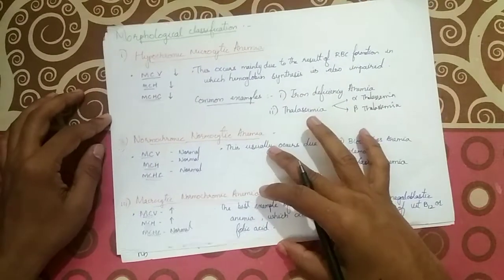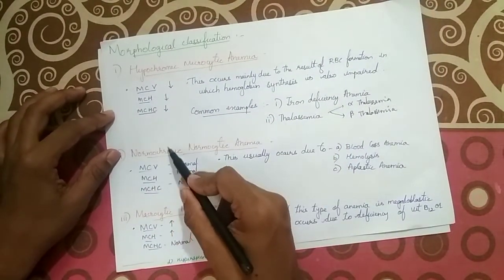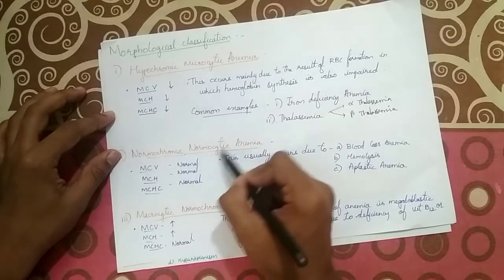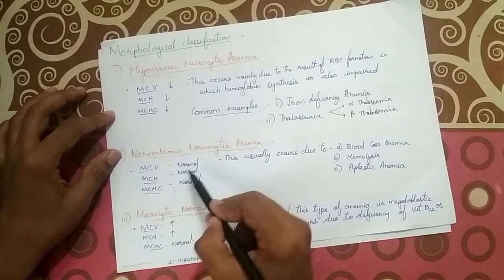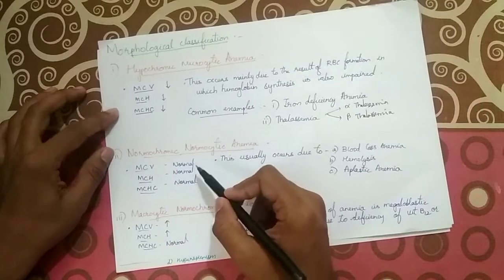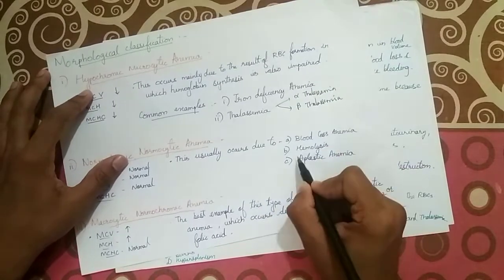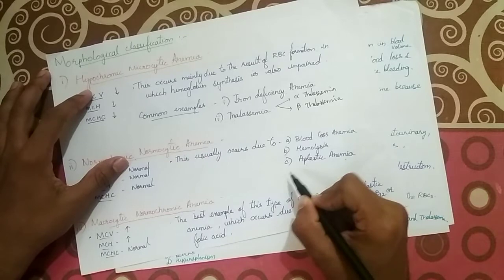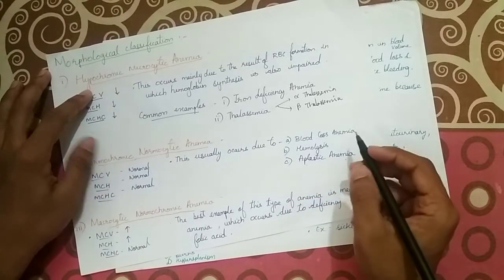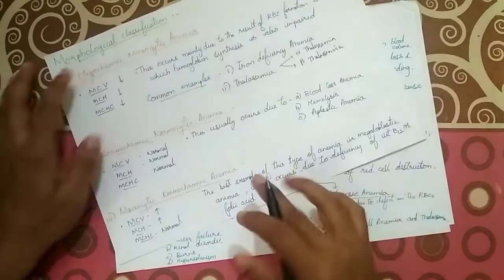Now coming to the next one, normochromic normocytic anemia. Normochromic means the hemoglobin will be normal, normocytic means the RBC also will be normal. So MCV is normal, MCH is normal, MCHC is also normal. In this case, it is usually caused due to blood loss anemia, hemolysis or aplastic anemia. Aplastic anemia is nothing but the deficiency in the bone marrow due to which the production of RBCs is decreased.